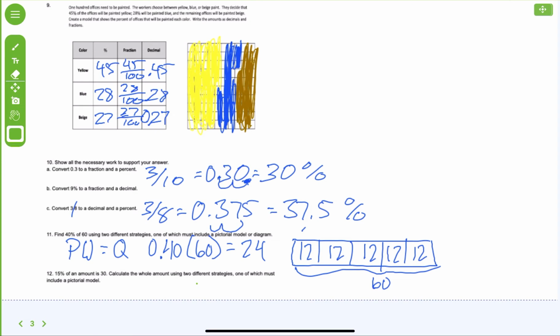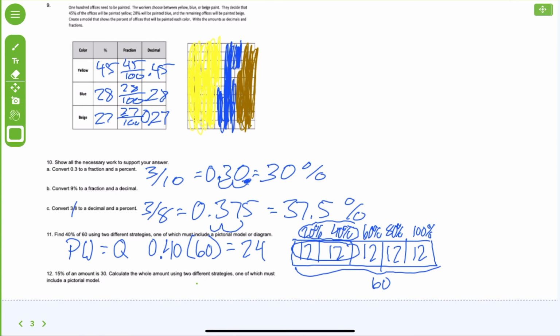So this is 20%, this would be 40%, this would be 60%, this would be 80%, and this is 100%. I only need 40, which is just these two, so the total would be 24. 12 plus 12 would be 24. Okay? Now, we may not do that for all of these, but there's how you could do it.